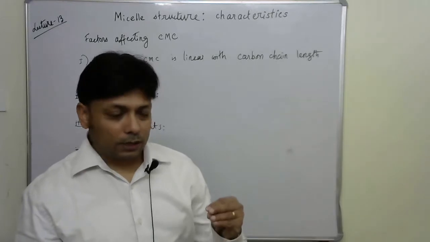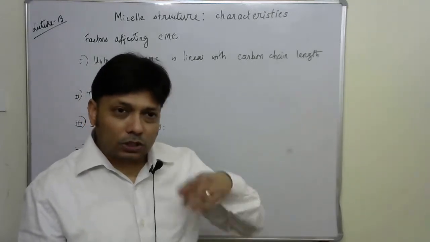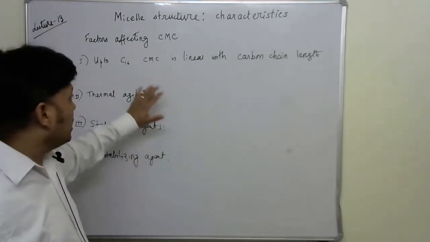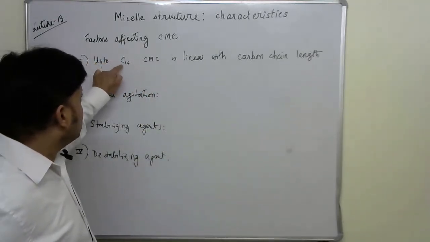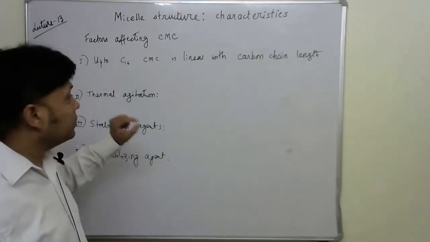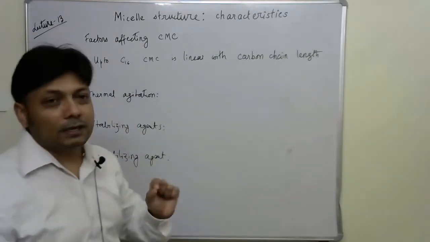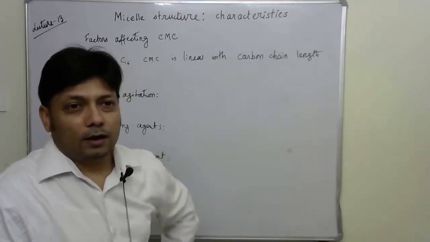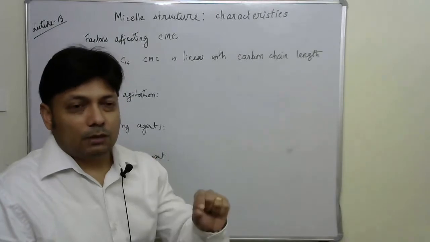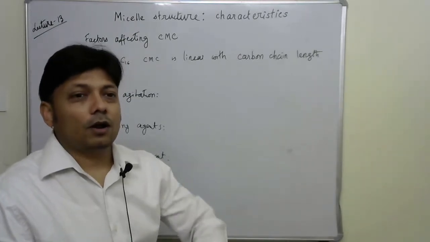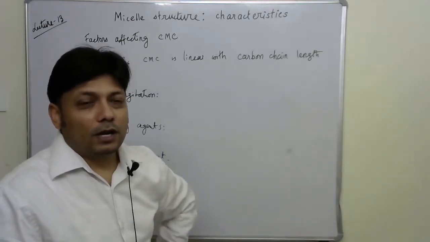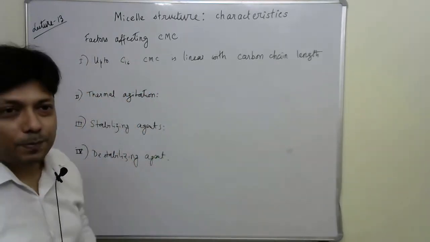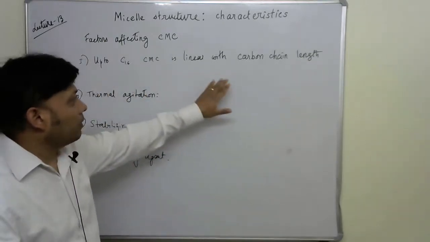So the question to you is, in which end do you think the CMC is lower or higher? Say if we compare C16 versus C12, where would you think that CMC would be lower or higher? Means for C16, would the CMC be lower or higher compared to C12? All right, so you just think about it using your own understanding, and then try to arrive at a conclusion.